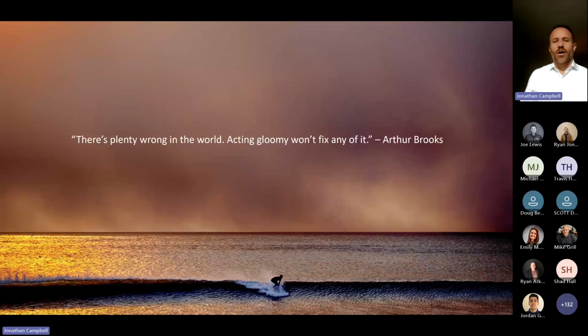Now, there's plenty of things wrong in the world. You have fires, you have hurricanes, you have geopolitical turmoil. There's any number of things. But as Arthur Brooks, he's a professor at Harvard who teaches a class on happiness, says, there's plenty wrong in the world, but acting gloomy won't fix it. So we could be like this guy who, in the middle of the fires, decides to go surfing because there's nothing else he can do.